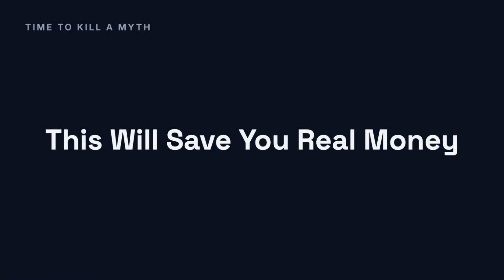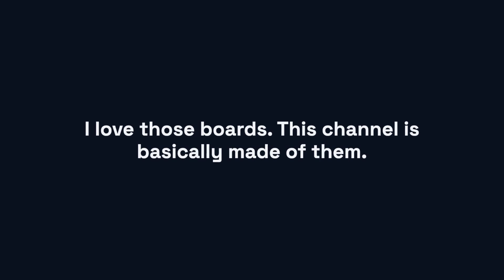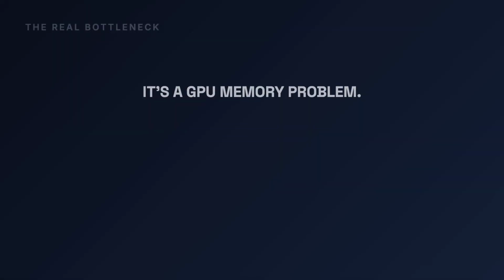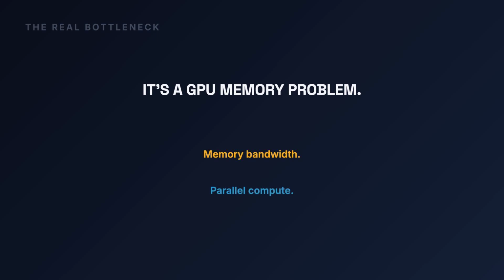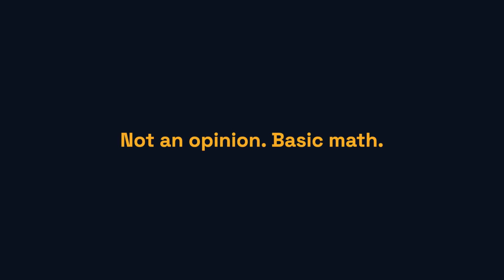And I want to kill a myth right here in episode 1 because it will save you real money. The myth goes like this: buy a stack of cheap little ARM boards, wire them together, and you've built yourself a tiny supercomputer that runs big AI models. I love those boards. This channel is practically made of those boards. And that story is wrong. Running a large language model is a GPU memory problem. It lives and dies on memory bandwidth and parallel compute, the things GPUs are built for. A pile of CPU-only boards does not get you a fraction of the way to what one small M-series Mac Mini can do. That's not an opinion, it's basic math, and in episode 4 we'll measure it together.